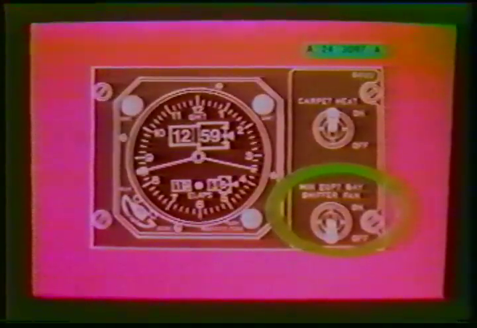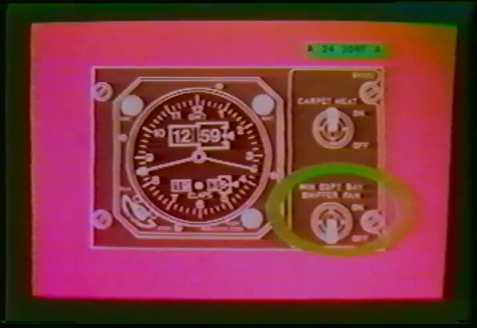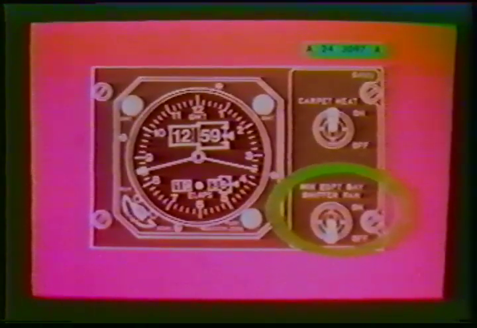A duct whose outlet is located below the right side of the second officer's table allows the minimum equipment bay to be checked for smoke by smelling the air coming out of the duct. A fan draws air through the duct from the minimum equipment bay and is controlled by a switch on the second officer's panel.